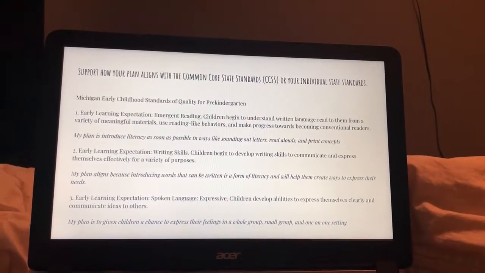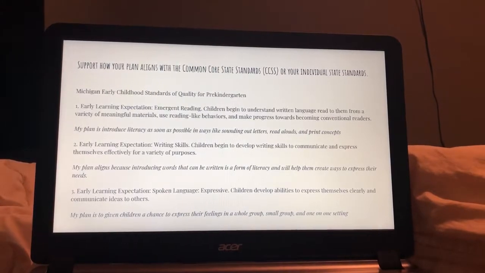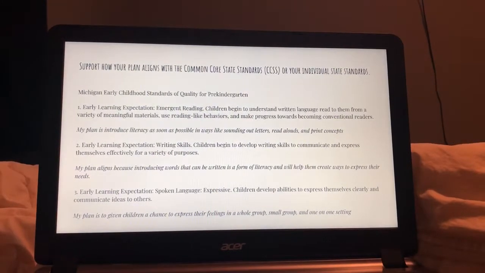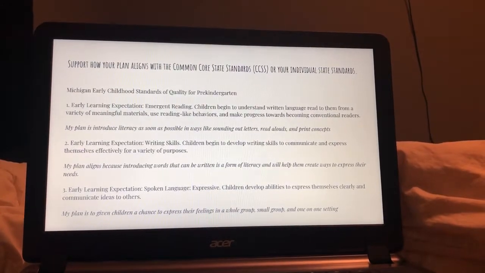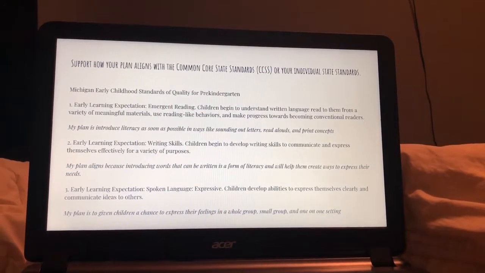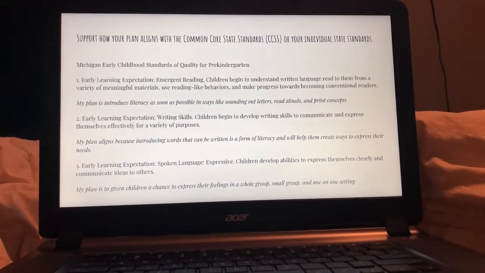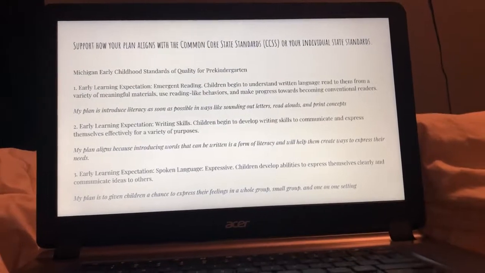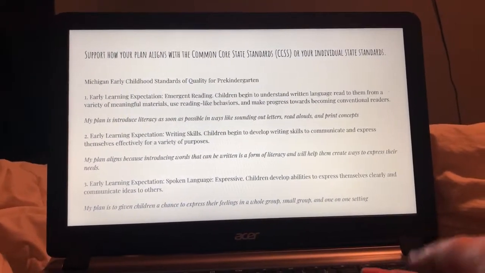Also, another expectation is early learning expectations for spoken language, expressive. Children develop abilities to express themselves clearly and communicate ideas to others. So when we're in read-alouds and they're answering and asking questions, they're connecting the ideas and they're expressing how they feel or how it might make them feel.